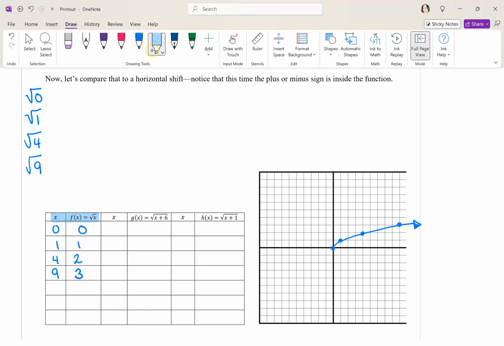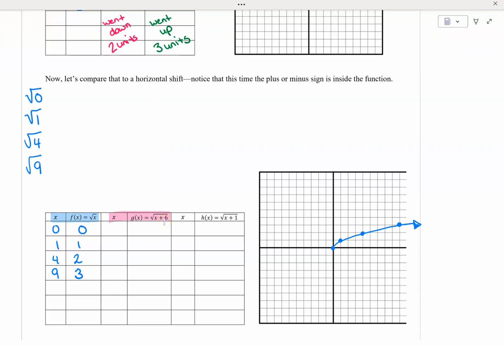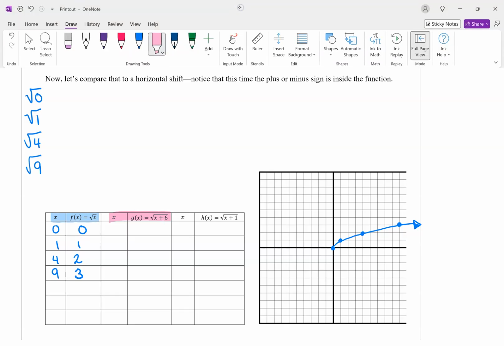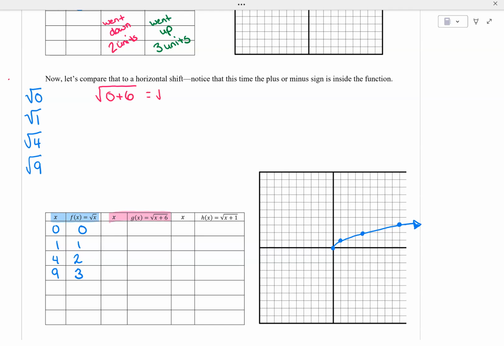So let's start with this g of x. Notice what happened here, okay? I had to put another column of x because something's about to happen. I want you to think about this. If I go and I plug in 0 plus 6, that gives me the square root of 6. I would have to pick up my calculator and figure out what that decimal is so I can graph it. And that is completely okay.